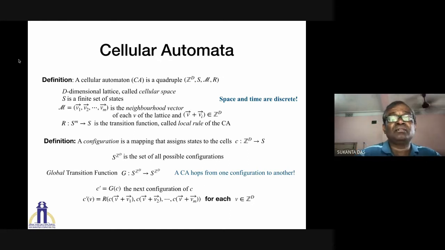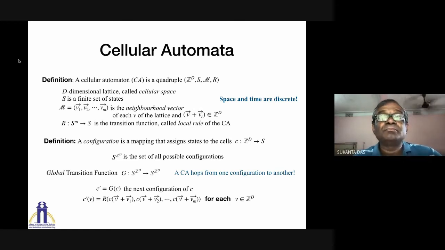So in this way, a cellular automaton evolves. I get a new configuration by using the local rule at each cell. So this is the definition, in fact, of the global transition function G. So what I understand from this is that G is obtained from R. When you define a CA, then R is provided.